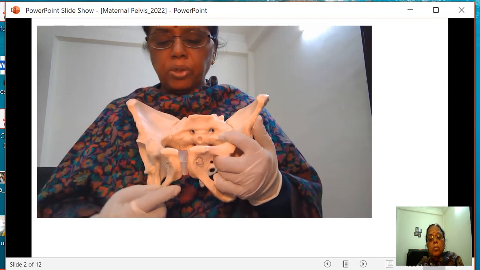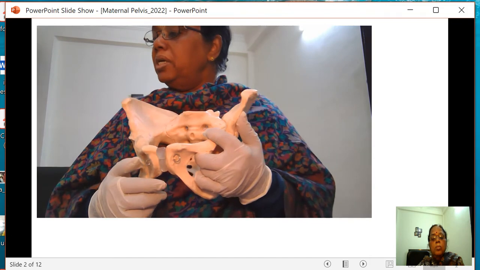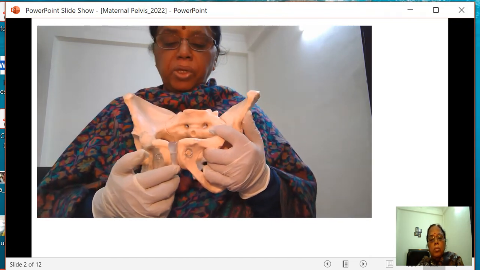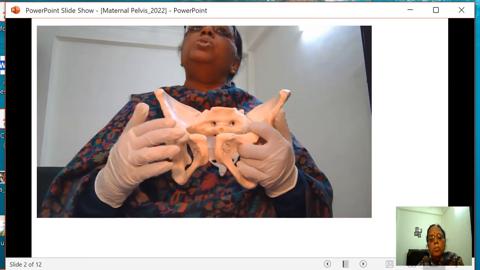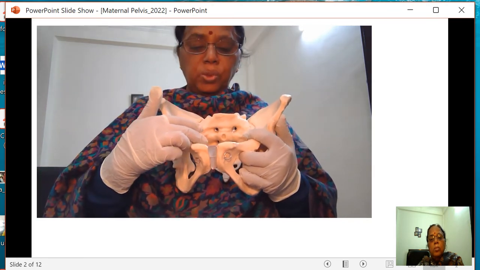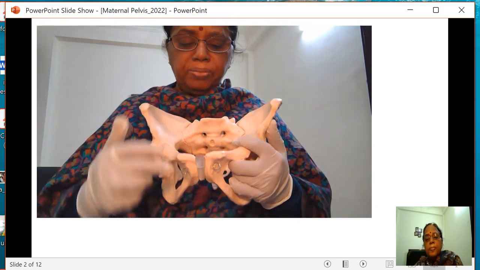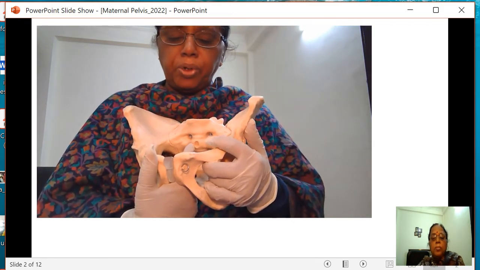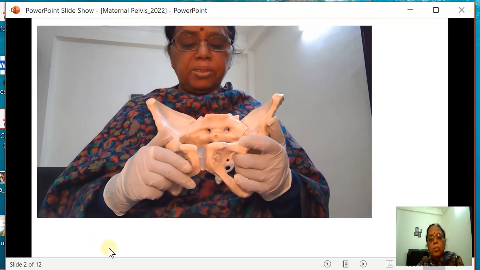Now, from the diagonal conjugate, if 1.5 to 2 centimeters is deducted, then you can deduce the obstetric conjugate. So the diagonal conjugate is used in order to determine the obstetric conjugate. This is of clinical importance to deduce the narrowest diameter.